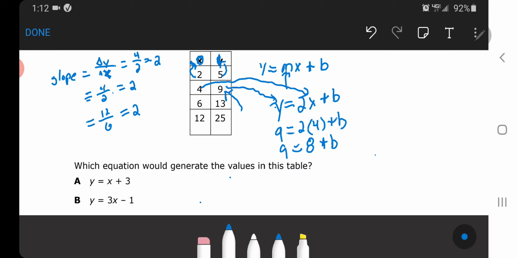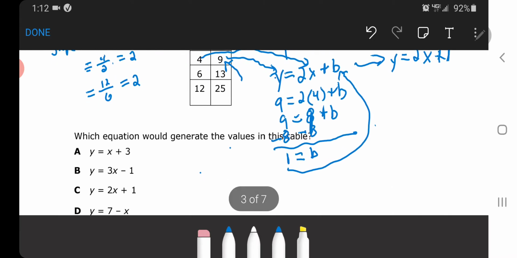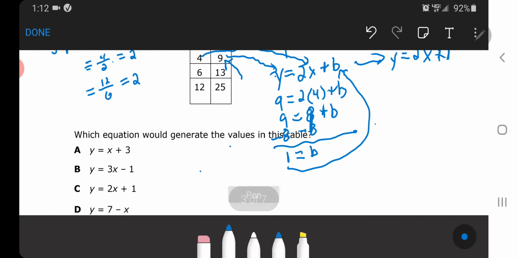Now to solve for b, we have to get it by itself, so we need to move that 8 over. To get rid of it on that side, we subtract 8, because 8 minus 8 is 0, but what we do to one side, we make sure we do to the other. So 9 minus 8 is 1. That becomes 0, so it kills each other, and we're left with the b. So b equals 1. Just plug that back in for the b. So our equation would be y equals 2x plus 1. Looking below, we can see that C matches up with that. So C would be the correct answer choice here.